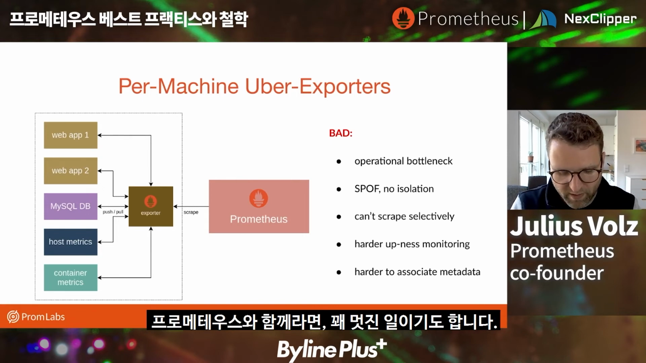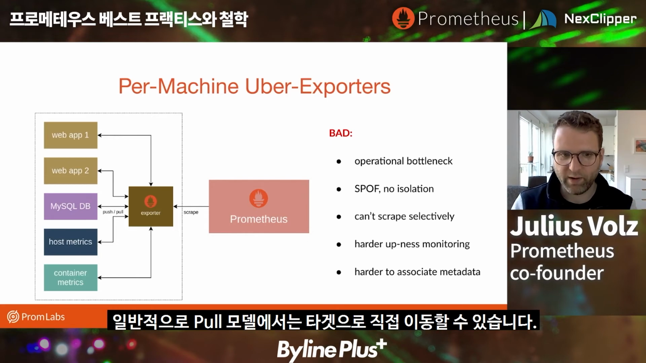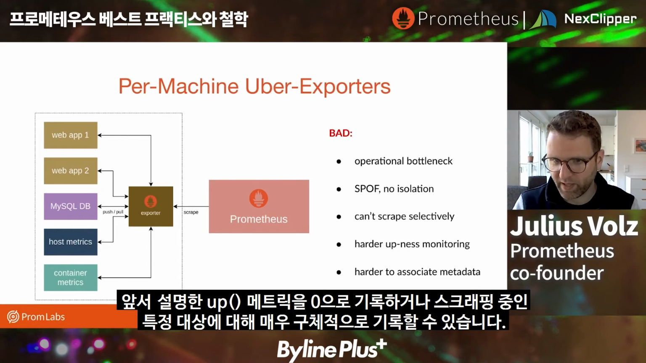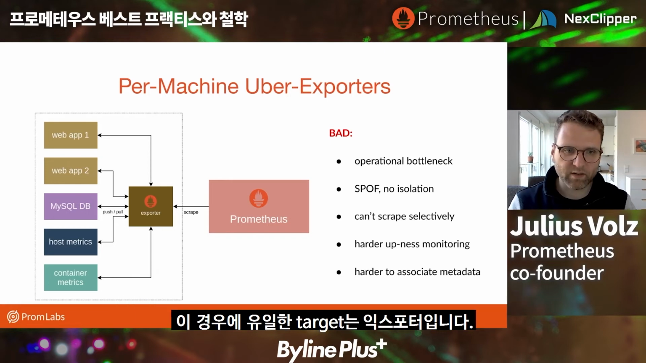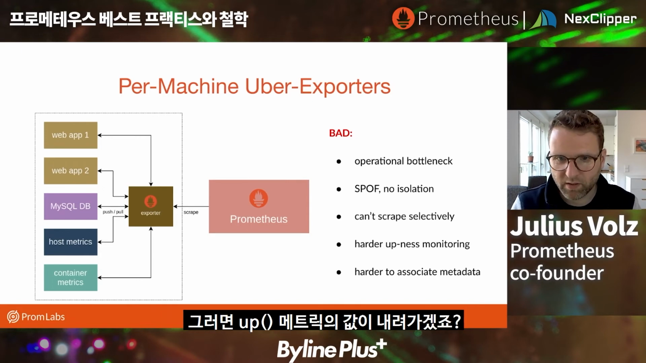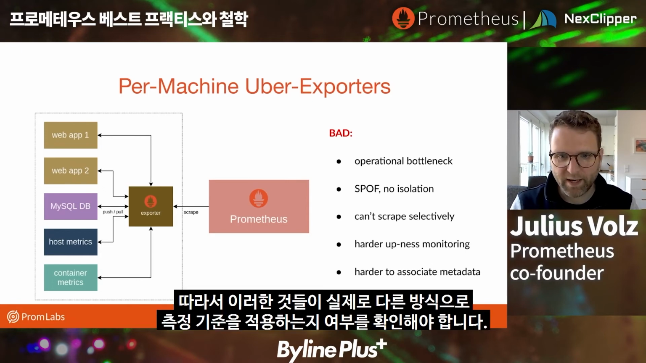And with Prometheus, it's also quite nice normally with the pull model when it can go directly to your target. It can record that up metric that I talked about earlier with a value of 0 or 1 very specifically for a given target that it is scraping. Now, the only target it's scraping in this case is the exporter, so it kind of loses the value of the up metric a lot, right? So you'd have to check the health of these things, whether they're really still pushing their metrics, in a different way.